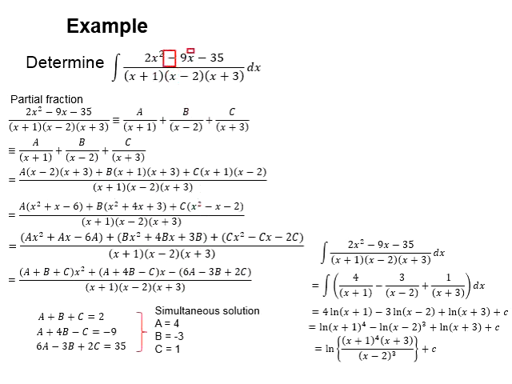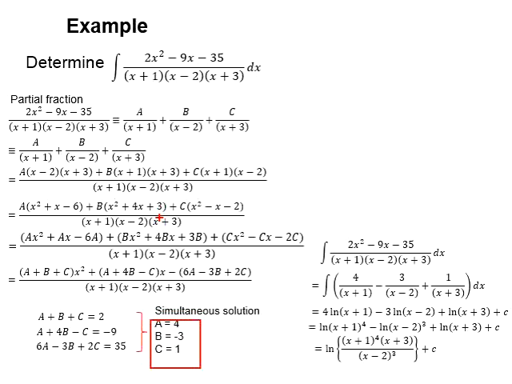Beware of the positive and negative, as here is a negative value, and here is also a negative value. With that, 6a plus 3b plus 2c will be equal to 35. You will have 3 equations and 3 unknowns. Solve the 3 equations using simultaneous solutions. You will get a equals 4, b equals -3, c equals 1.